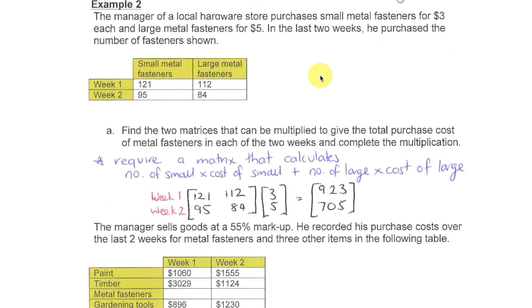Okay, so this second example here looks at a local hardware store, and the first little table here shows the number of purchases that the hardware store has made. So they, of course, make purchases to bring in stock, which they can then sell on to their customers. So we've got a small metal fastener and a large metal fastener, and they're obviously the rows. And then we've got week 1 and week 2. The figures here tell us how much of each type that they've actually purchased. Each small metal fastener costs $3 to buy, and each large one costs the hardware store $5 to purchase or to buy.